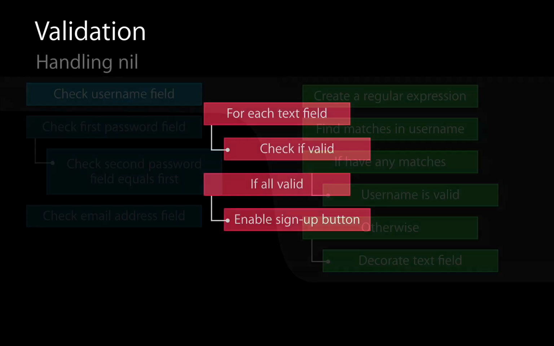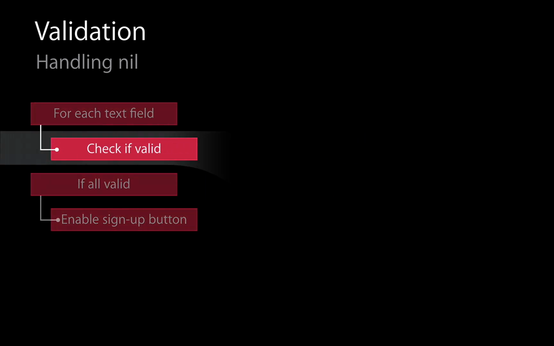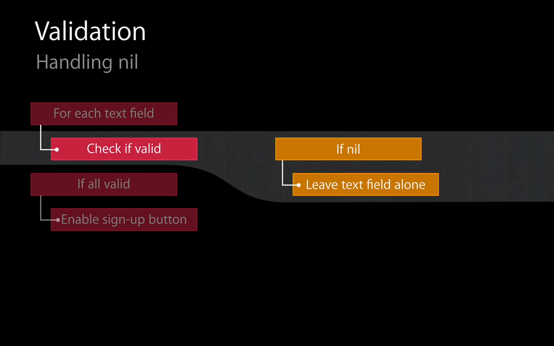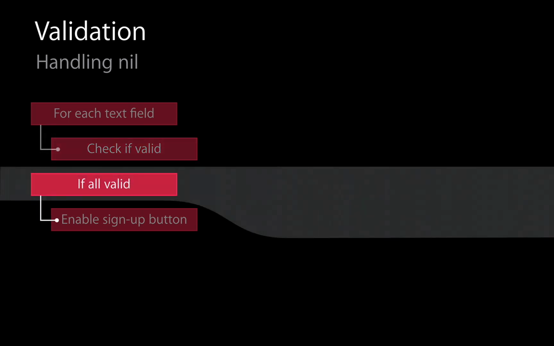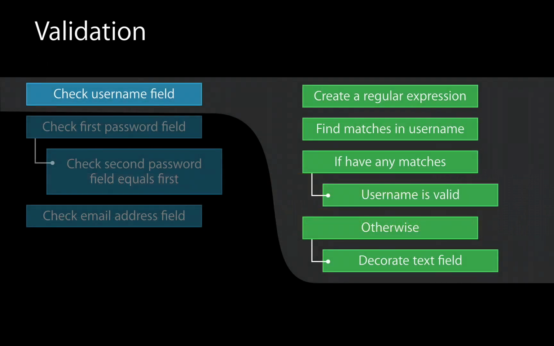Now, there's one other complication here, and that's if our text fields are empty. If our text field is empty when we're checking each field, we're going to want to leave it alone. But when we're considering the state of the sign up button, we're going to want to leave the sign up button disabled. So we're going to want to leave it disabled because we don't want the user to proceed with a partially filled out form. So let's go back to this username part and see what that would look like in code.